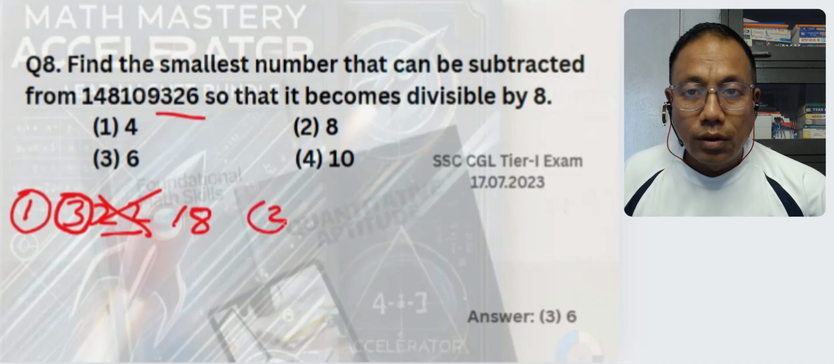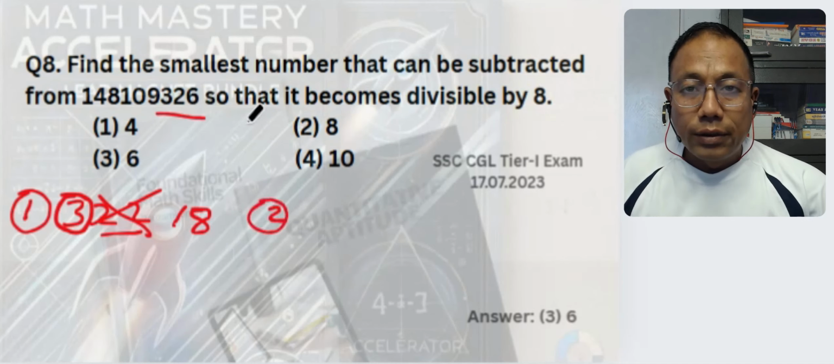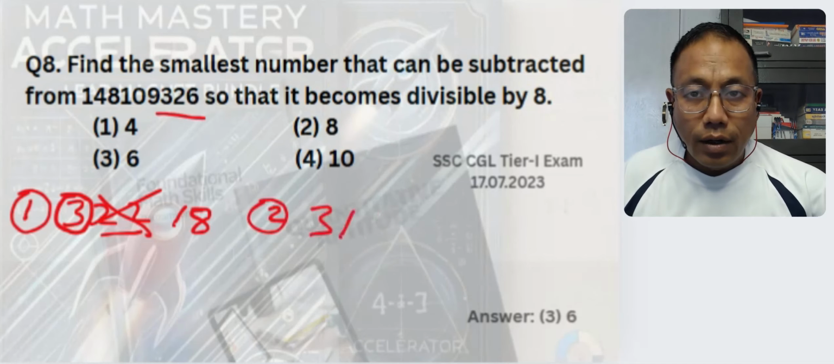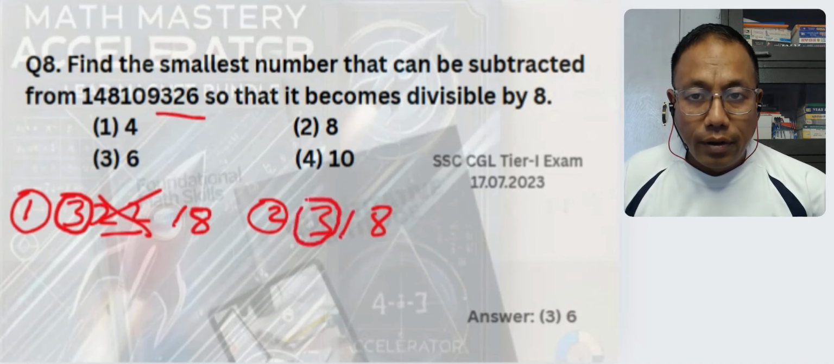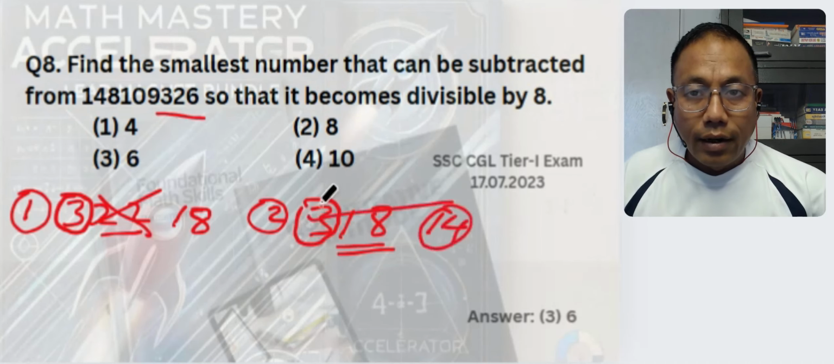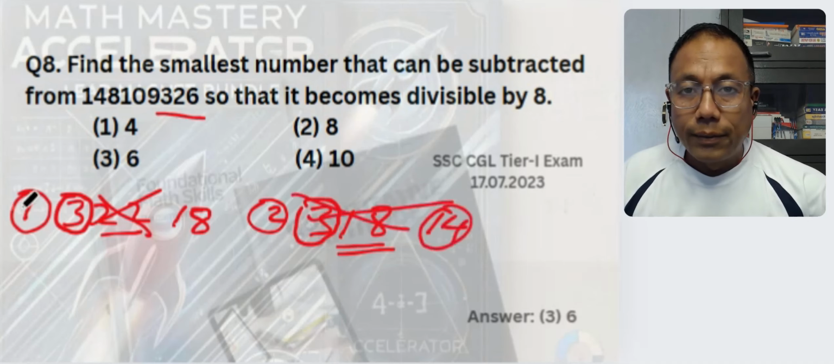Option 2. 326 minus 8 is 318. Since 3 is an odd number, subtract 4 from 18. 18 minus 4 is 14, which is not divisible by 8. Therefore, option 2 is not the right answer.